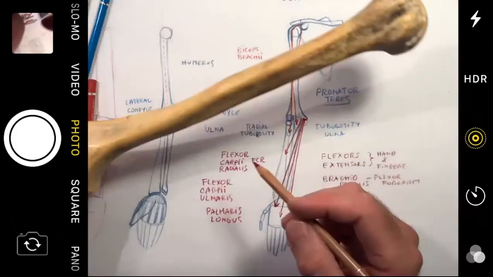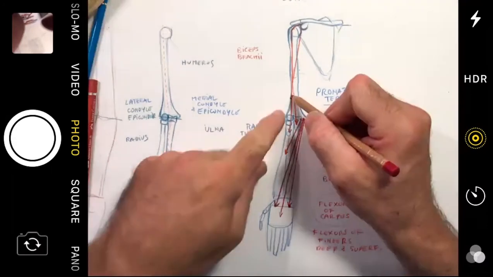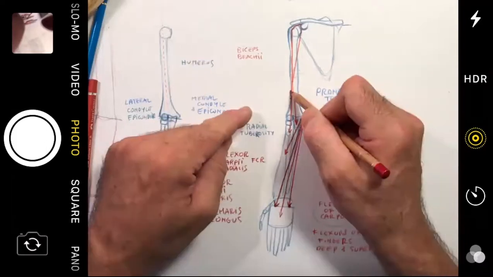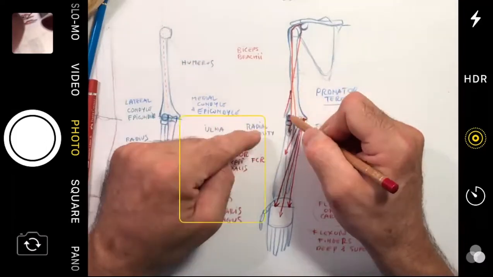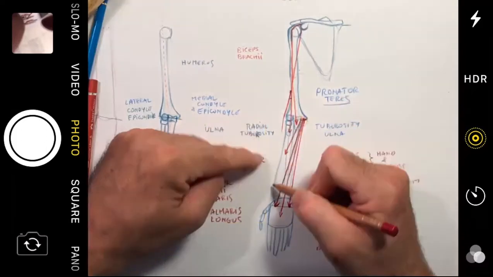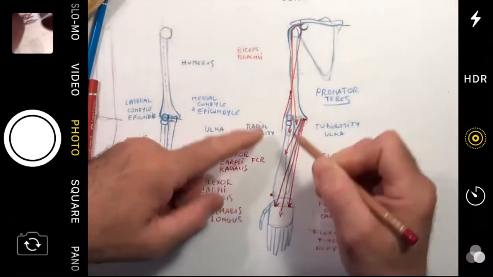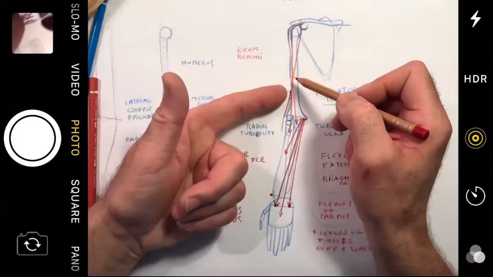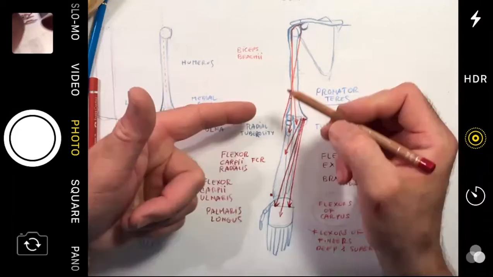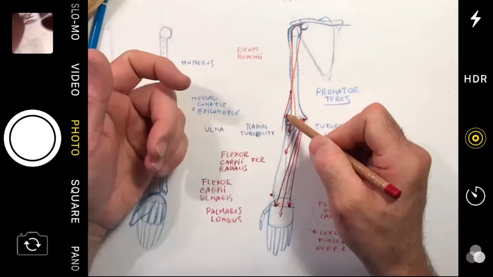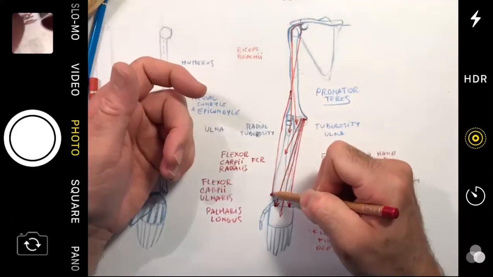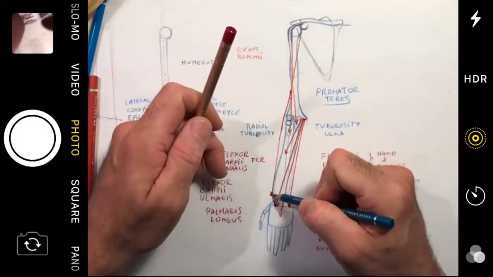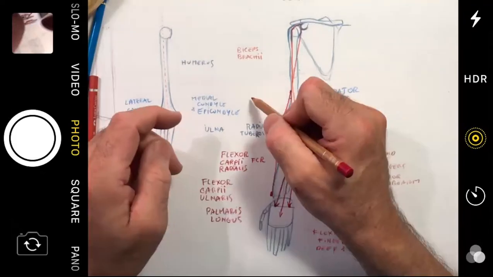The brachioradialis starts from the lower third here, goes over the joint like this, and attaches here on the radius, therefore the name. Brachii means arm, so it goes from the arm to the radius: brachioradialis. As we have seen before, now we're going to show you a little bit of a diagram of the flexors, starting with this muscle here, the brachioradialis.